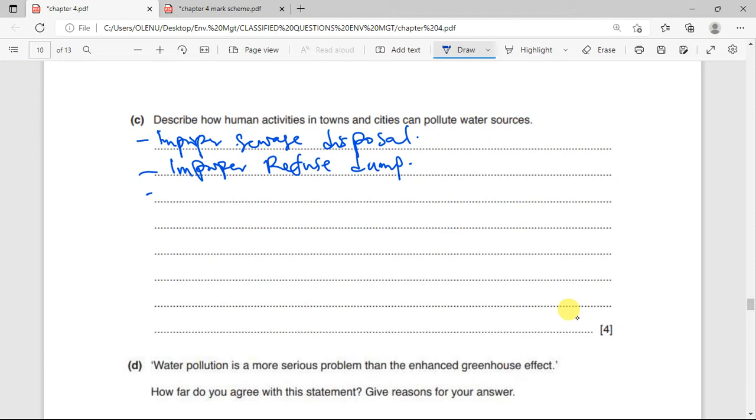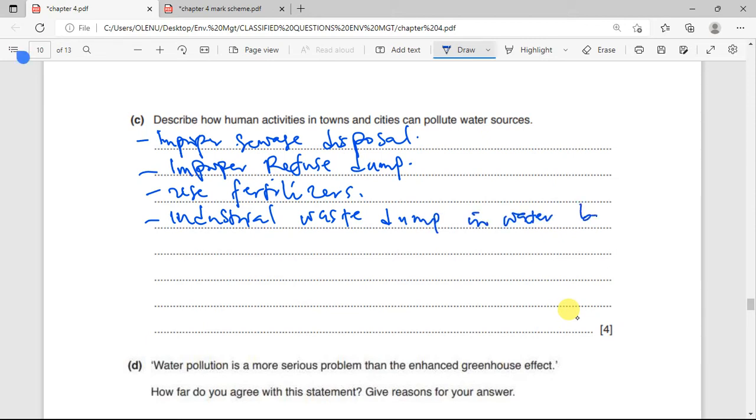Now areas where you use fertilizers, can be washed into water. Then industries, industrial waste dumped in water body. All this can pollute water in cities.